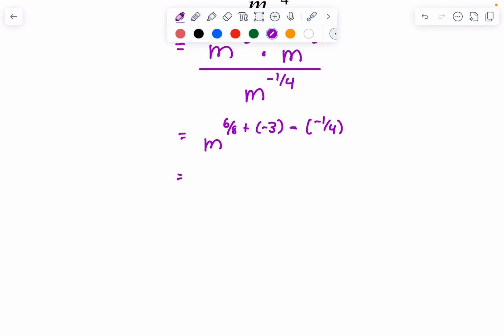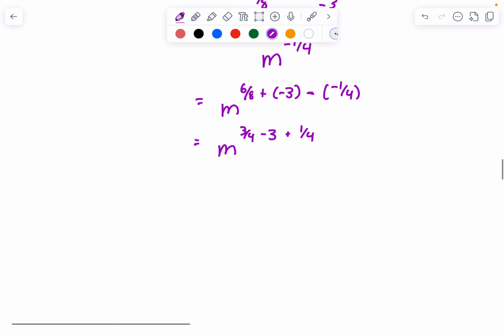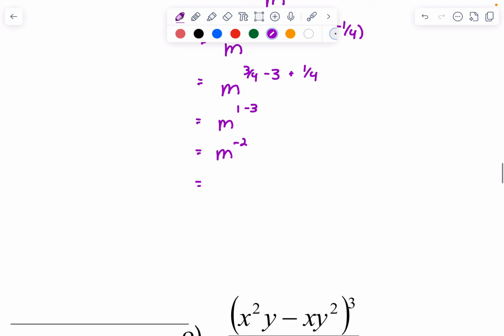So what I'm left with, and now I'll reduce that 6 over 8. I'll have 3/4 minus 3 plus 1/4. So if I deal with those quarters, right, I am going to be left with a full, so I'll have 1 minus 3. And then that leaves me with m to the negative 2, which I leave as a positive exponent. So I have to flip my base, 1 over m, and then positive exponent of 2.